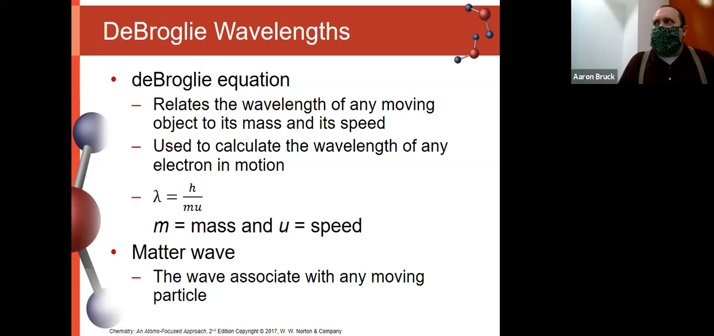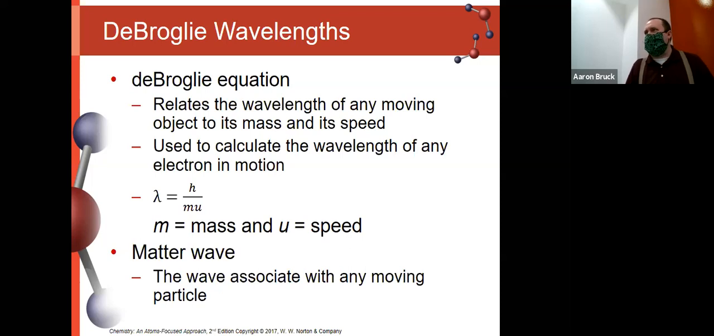Every single object that has a mass and is in motion has a resonant wavelength associated with it. That includes you and me. Now, for us, our mass is so large that even if we're moving really, really fast, our wavelengths are close to nothing. 10 to the negative 40th. Kind of nothing.